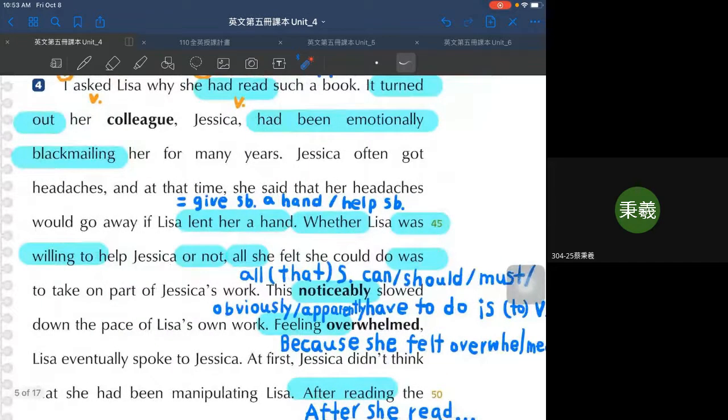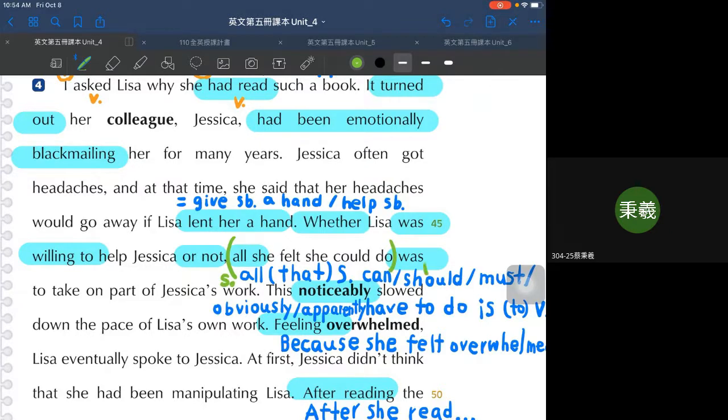So here it says, all she felt she could do was to take on part of Jessica's work. So all she felt she could do. For this part, all she felt she could do, this part will be the subject.